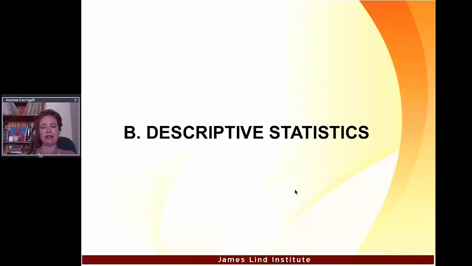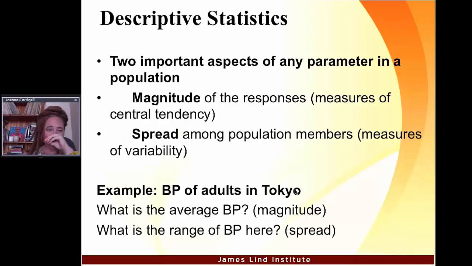So let's have a look now at descriptive statistics. If you have any kind of variable, you would want to know the magnitude of that variable, as well as how much it varies within a population. Let's think of an example. Let's say, as our study, we wanted to find out the blood pressure of adults living in Tokyo. Obviously you're going to get different blood pressures across each person in your population, so we want to know what the average is, what the size of the average is, and then also how much the variation is.